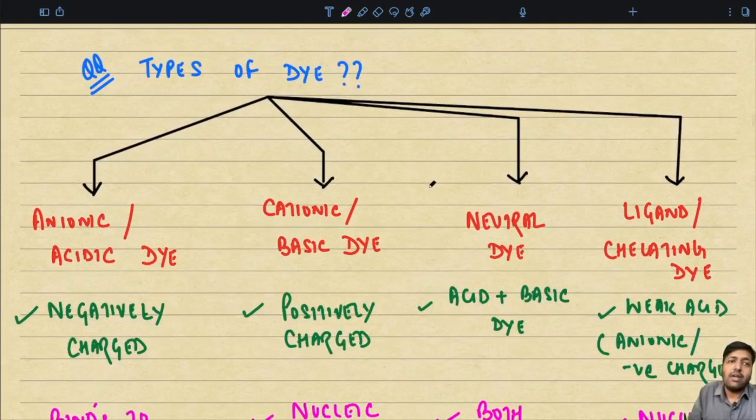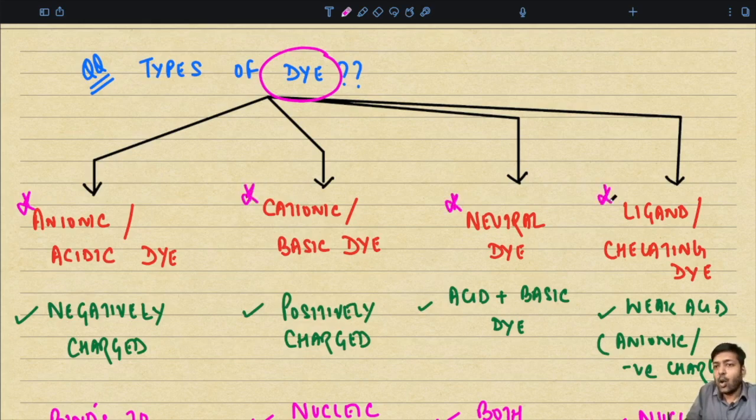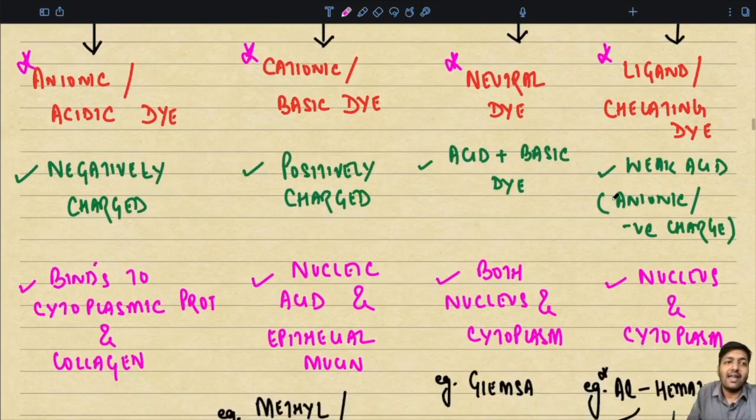Now we will try to understand what are the various types of dye. Dyes can either be anionic or acidic dye, cationic or basic dye, neutral dye, ligand or chelating dye. So what is an anionic or acidic dye? As the term suggests, these are negatively charged.